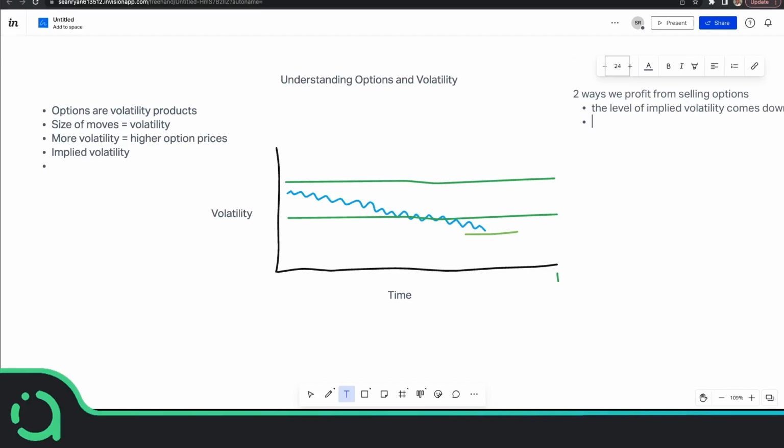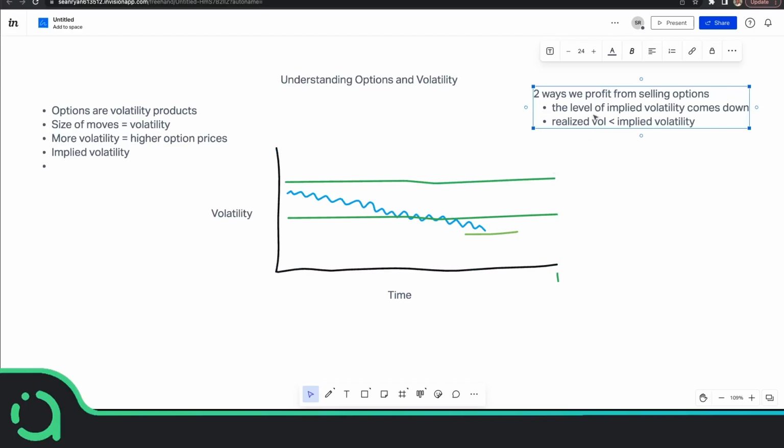And the second is that realized volatility is less than implied volatility. In these two circumstances, we would be making money by selling options. And for buying options, we actually want to see the opposite.